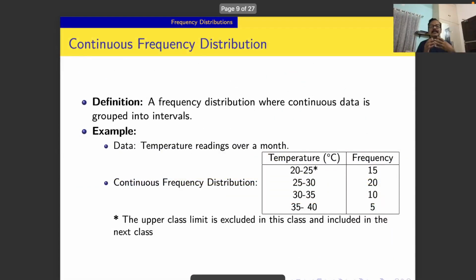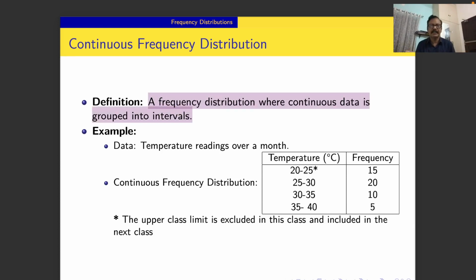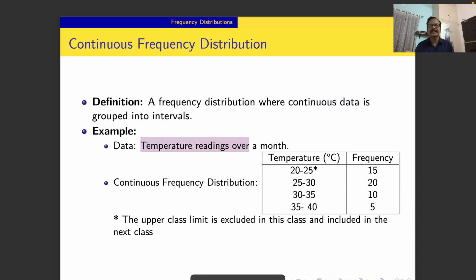And there is a continuous frequency distribution, a frequency distribution where continuous data is grouped into intervals. We have already mentioned temperature is a continuous variable. Let us consider temperature readings over a period. Now temperature we can classify as 20 to 25 degrees Celsius.